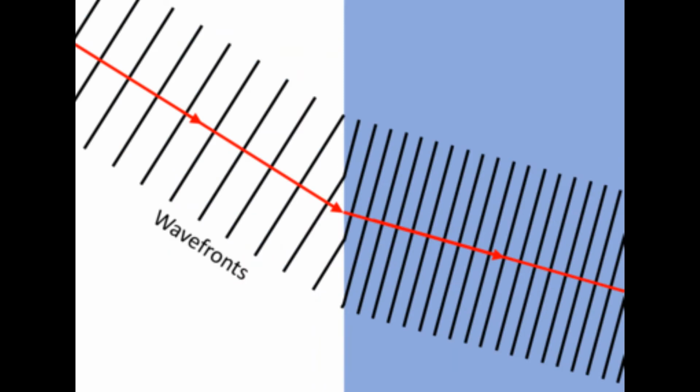Have a look at this diagram. Can you see that the wavelength has changed? When it goes from one medium to another, the wavelength has changed. In this case, it's going from left to right. The wavelength has gotten shorter. So when waves refract, their wavelength changes. If the wave slows down, the wavelength decreases, so the wavefronts get closer together.